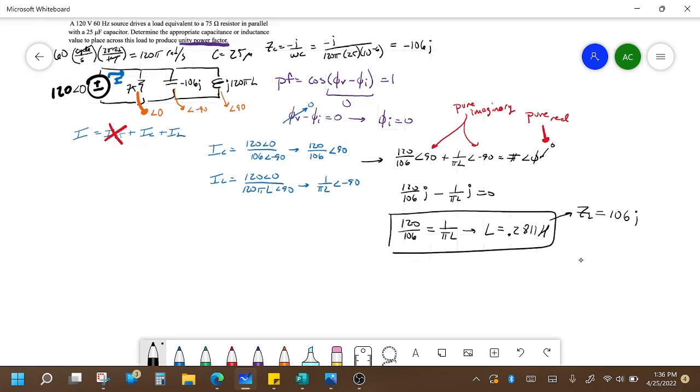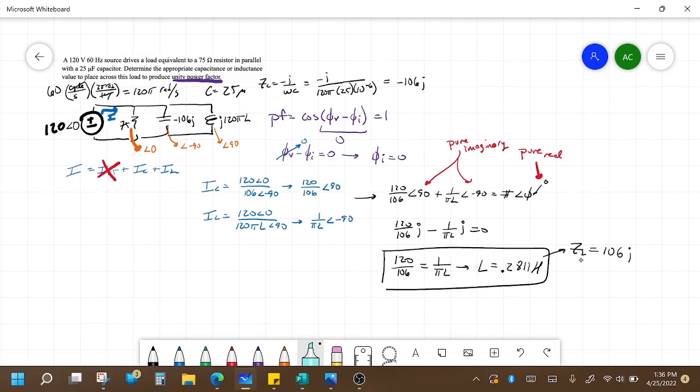But yeah, they have to balance out. Therefore, if the capacitor was 106, then the inductor has to have a Z of 106, and you could just say 106 equals jwL and solve it from there. That's the conceptual way, which is a lot simpler.